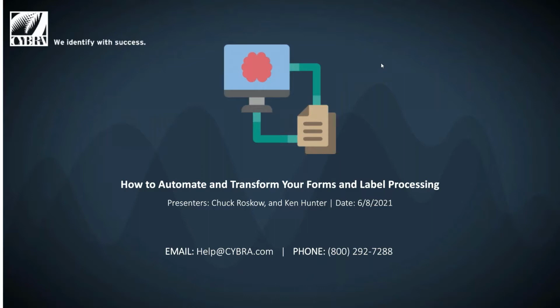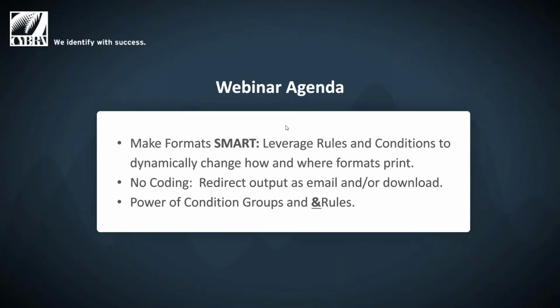Awesome. Thank you, Phil, and thank you everyone for taking a short amount of time out of your afternoon or morning, depending where you are in the U.S., to check out today's presentation on how to automate and transform your forms and labels. This is Chuck Roscoe speaking. I'll go over the agenda real quick, and then in just a few minutes I'm going to hand this over to Ken Hunter. He's going to be showing you live on our systems a number of these features and functions.